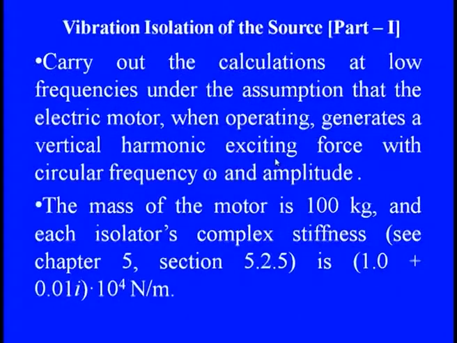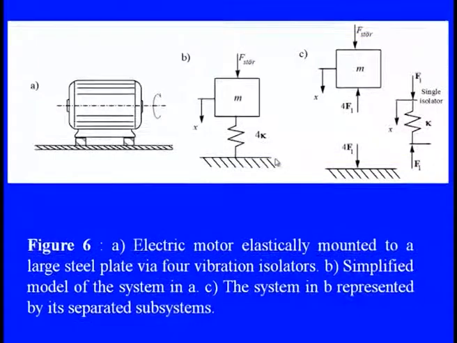The numerical data are like this: the mass of the motor is 100 kilogram, and we have four isolators at the 4 junctions for complete mounting of the motor. The complex stiffness, which we discussed already in the previous lectures, is (1 + 0.01i) × 10^4 Newton per meter. As you can see on the screen, we have the electric motor which is elastically mounted on the large steel plate via 4 vibration isolators.